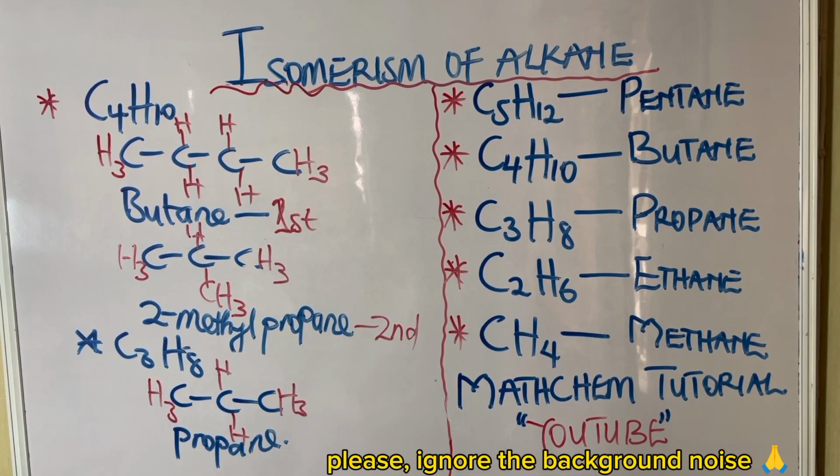Now what do you think the isomer of ethane is going to be? It's still going to be 1. Ethane, example 4, C2H6, is still 1. What do you think the isomer of methane is going to be? It's also going to be 1 isomer.